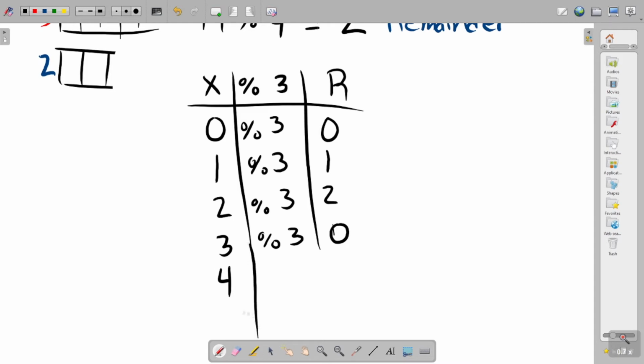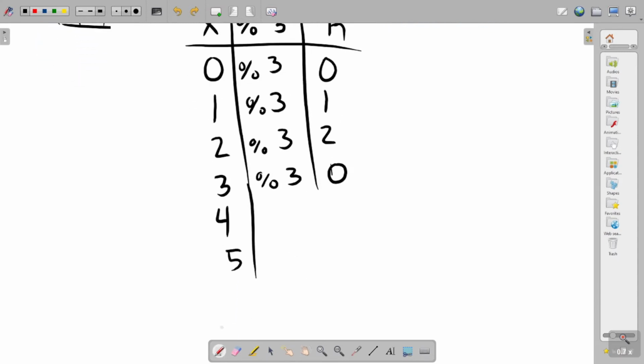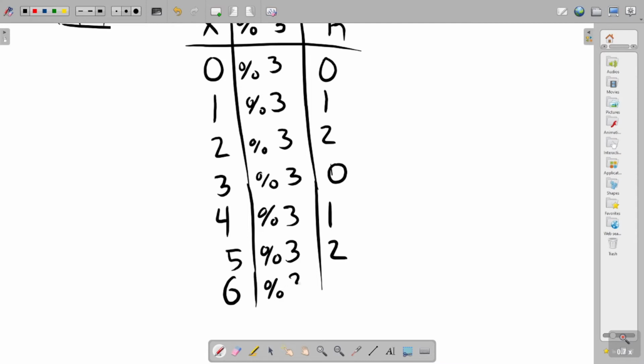Now if we were to keep going here, I'll just go up to 6. We know that 6 is the next multiple of 3, right? So we expect its remainder to be 0 again. And if we keep going here, 4 modulo 3 is 1, because 4 divided by 3 is 1, remainder 1. 5 modulo 3 is 2, and 6 modulo 3 is 0, because 6 divided by 3 is 2, and the remainder is 0.